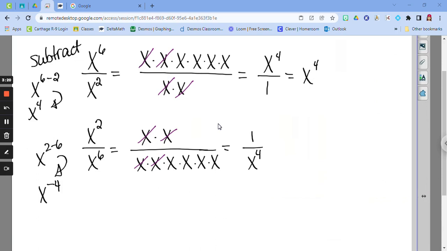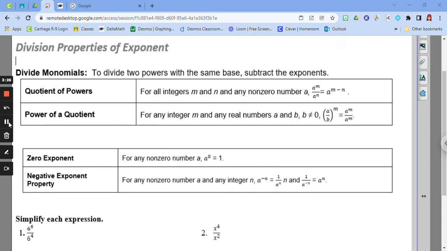So based on what we just did, take a look at the first 2 problems, problem 1 and 2. So the quotient of powers, we subtract the exponents. Just like you said. Okay. We'll get to the power of a quotient, and we'll get to the 0 exponents when they come up in a problem. Okay?